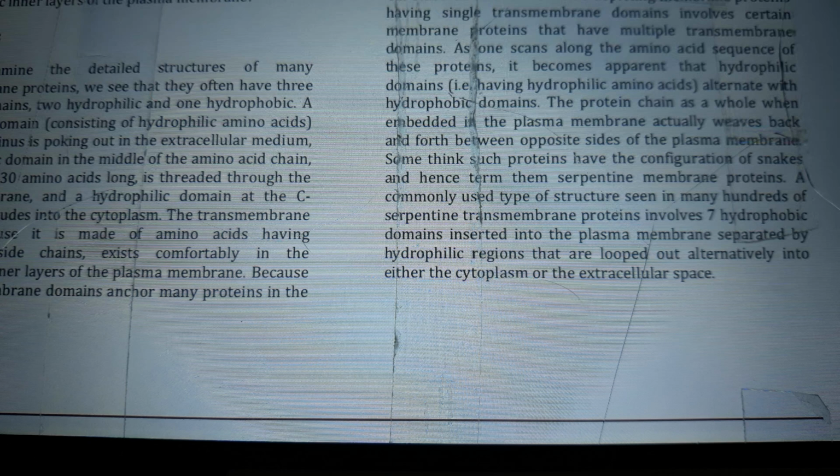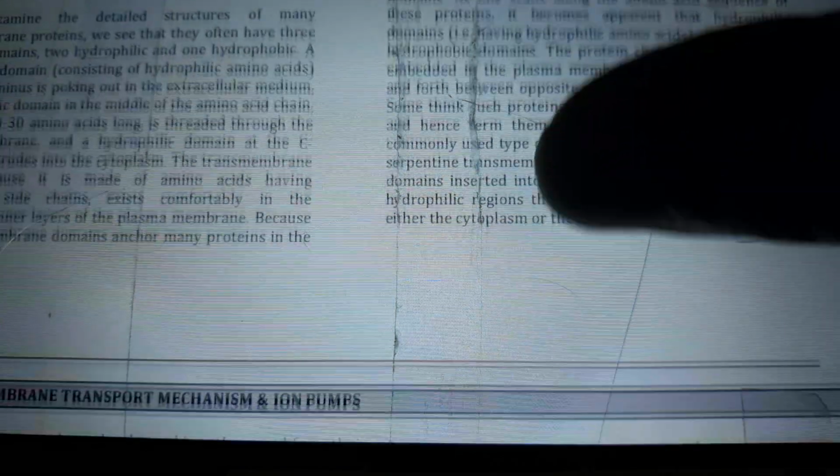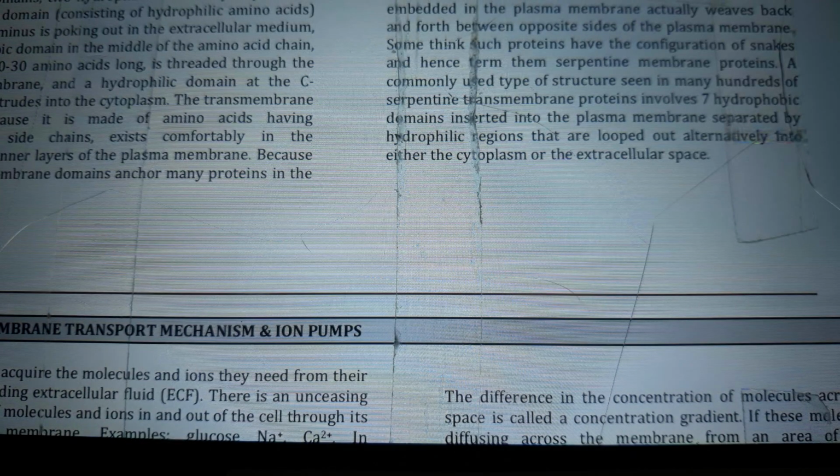Multi-membrane spanning proteins. An elaboration of this scheme depicting membrane proteins having single transmembrane domains involves certain membrane proteins that have multiple transmembrane domains. As one scans along the amino acid sequence of these proteins, it becomes apparent that hydrophilic domains, that is, having hydrophilic amino acids, alternate with hydrophobic domains. The protein chain as a whole, when embedded in the plasma membrane, actually waves back and forth between opposite sides of the plasma membrane. Some think such proteins have the configuration of snakes and hence term them serpentine membrane proteins.